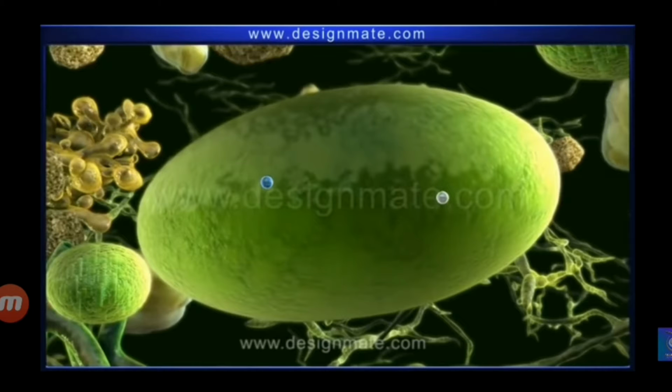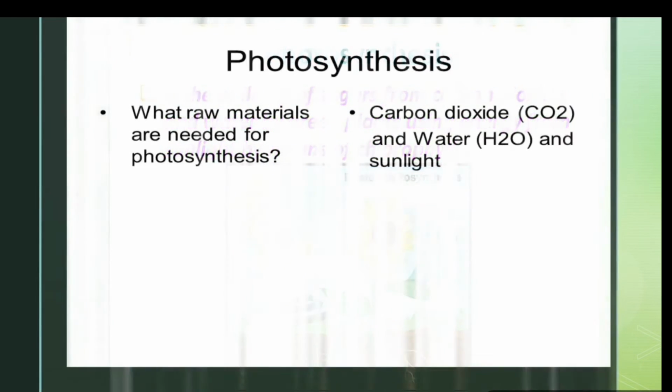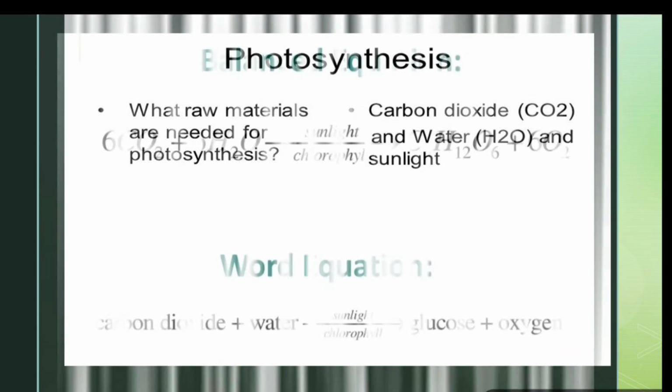So now we will see and discuss the materials needed to produce the food. Let's take one PowerPoint presentation here. We already know what photosynthesis is. It makes food with the help of which materials? So let's see. What raw materials are needed for photosynthesis? For example, carbon dioxide, water and sunlight. These are the raw materials needed specially for this process known as photosynthesis.